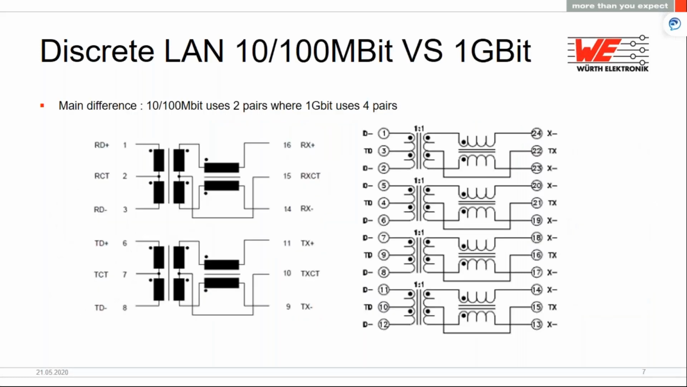The number of pairs of transformer and choke that we need depends entirely on the speed that we are trying to achieve. For example, the left circuit here is for 100 megabits, and in this case, we need two pairs of transformer and choke. Whereas on the right side, the circuit is a little more complicated because we want to achieve 1 gigabit, and therefore we'll need 4 pairs of transformers and choke.